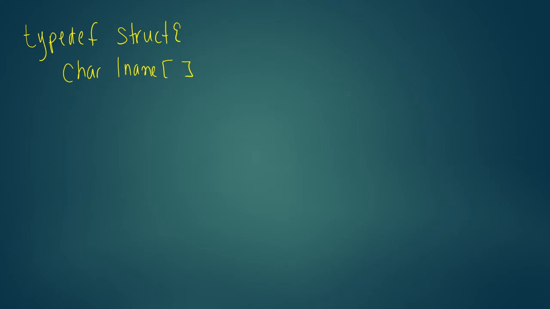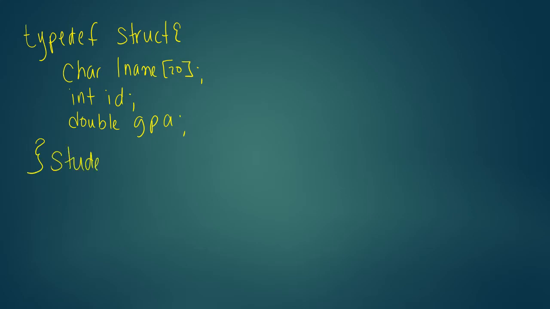We have our struct. So just so we know what our fields are, we have our structure that's been defined at the top of our program. Typedef struct. We have a character array for the last name, an integer for the ID, and a double for the GPA. So we're defining this new data type called student, which gives us the opportunity to declare instances of student.